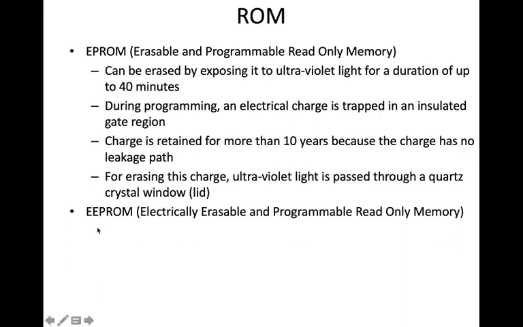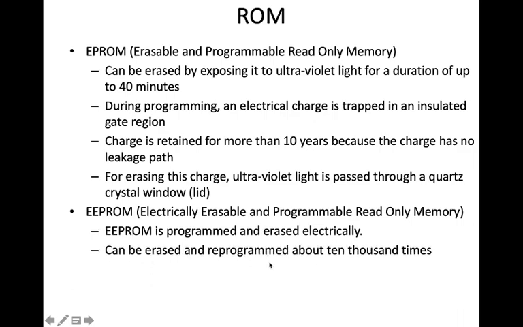Then we have EEPROM, electrically erasable programmable read-only memory. Here we used ultraviolet rays in the earlier type, which is known as UV EPROM. Then we have electrically erasable, where we use electrical signals. EEPROM is programmed and erased electrically. So it can be erased and reprogrammed about 10,000 times. We can read and write at least 10,000 times. So if we take your Raspberry Pi, we have EEPROMs there.